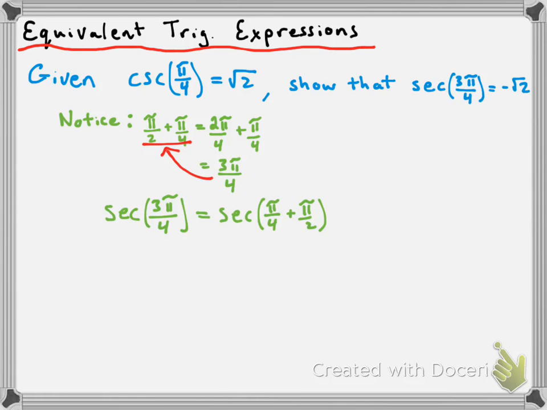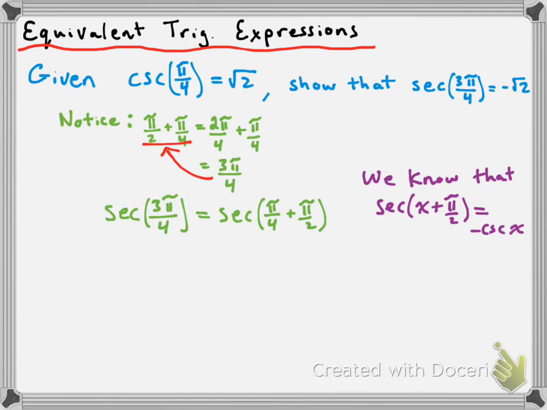Now we need to remember that this looks a lot like one of our identities. Specifically, we know that the secant of x plus pi over 2 is equal to the negative cosecant of x. That was one of the identities we found. Notice that this looks a lot like what we just came up with: secant of pi over 4 plus pi over 2. Well, our identity is secant of x plus pi over 2.